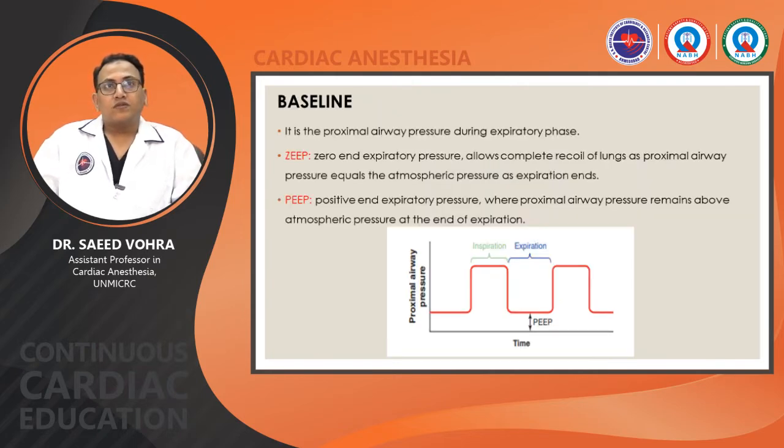Baseline is the proximal airway pressure during the expiratory phase. You can set it as 0 or you can set it at some positive value. If it is 0 expiratory pressure, then there will be complete recoil of the lungs and proximal airway pressure equals the atmospheric pressure at the end of the expiration. If you have set the PEEP, then at the end of the expiration, proximal airway pressure remains above the atmospheric pressure.